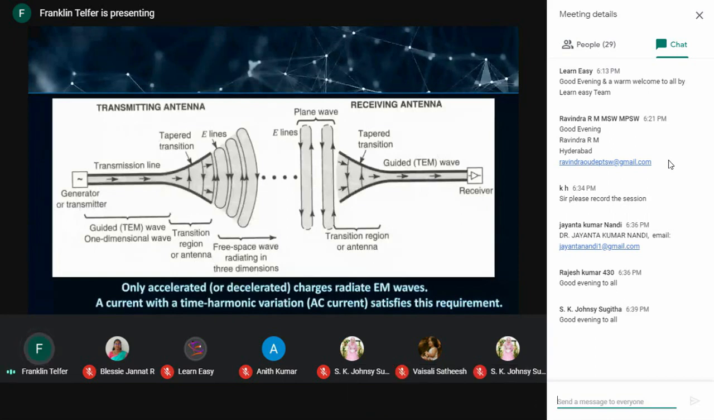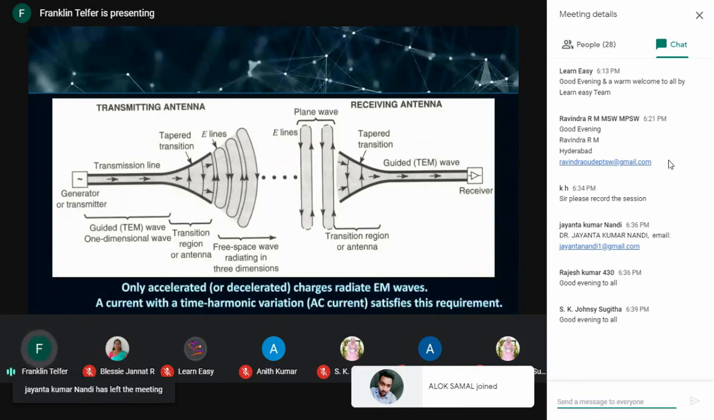So we call the first part a generator. The transmission line carries a TEM wave, a one-dimensional guided wave. The third part is the transition region, or antenna. This is the part we are going to focus on. The fourth is the free space wave radiating in three dimensions, named in spherical coordinates as r, theta, phi. The first two parameters we'll take up more concisely: the elevation angle and the azimuthal angle. We will see what those are.